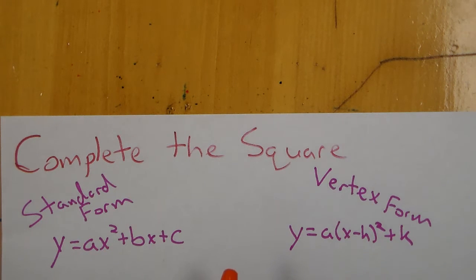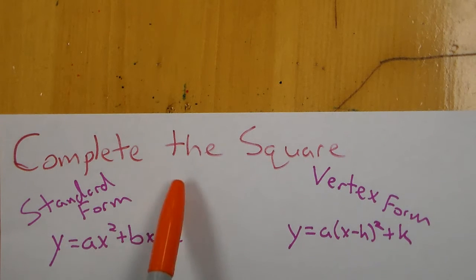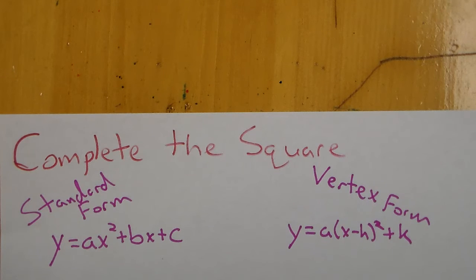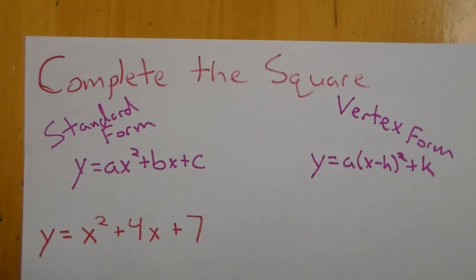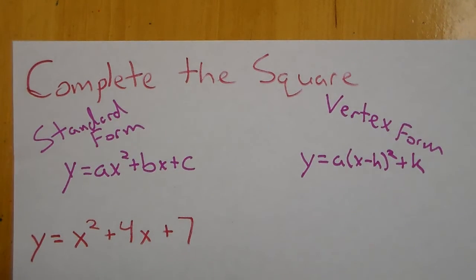Whenever we work with quadratics, sometimes we want to get from standard form to vertex form, and completing the square is the method that we're going to use. Now it's a little bit different than what we've done in class for completing the square of solving. Let's say we have x squared plus 4x plus 7.